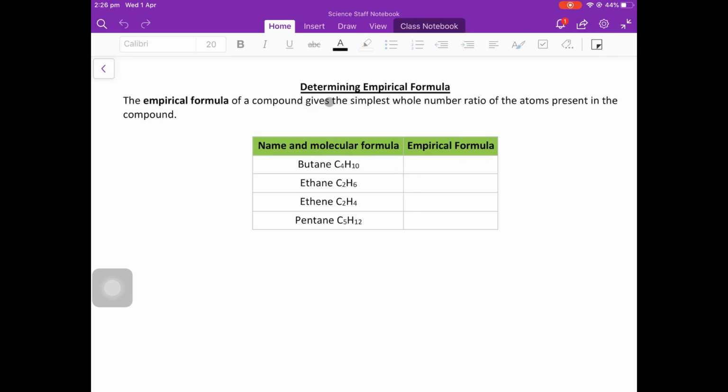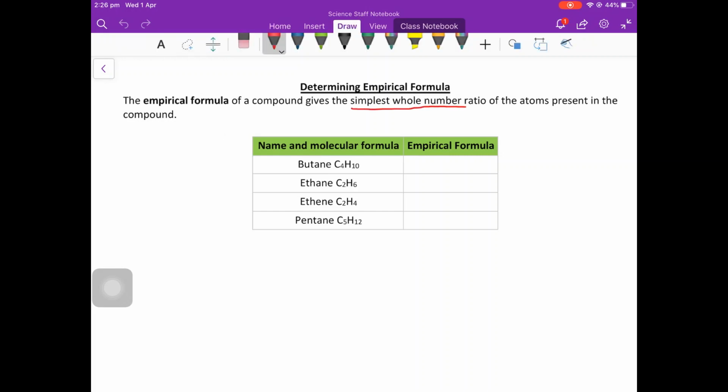The empirical formula, again, in the definition says it's the simplest whole number ratio of atoms present. So I'm going to underline that because that's the important part here. It's the simplest whole number ratio of the atoms present. Let's go back down to butane and think. C4H10. So what does this mean? It means in one compound of butane, there's 4 carbon atoms and 10 hydrogen atoms. Now that is not the simplest ratio of carbons to hydrogens.